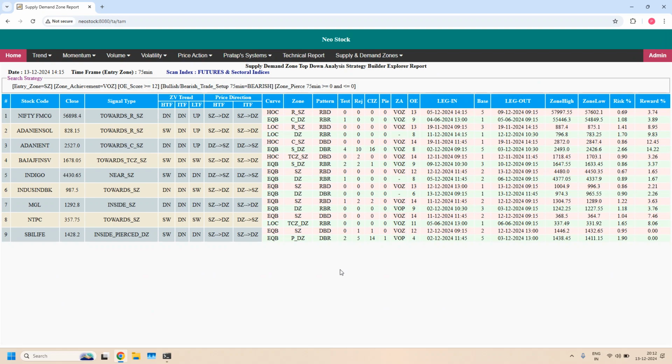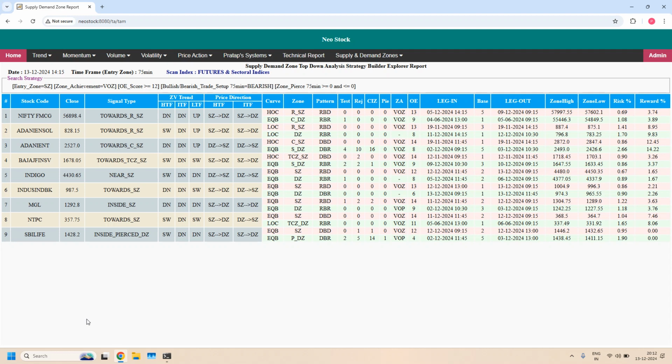Now let's filter the stocks. We got 9 stocks. So in these 9 stocks, these supply zones are supporting bearish trade setup for weekly income trade. Entry time frame zones are 75 minute supply zones. All these are 75 minute supply zones supporting bearish trade setup for weekly income trade.